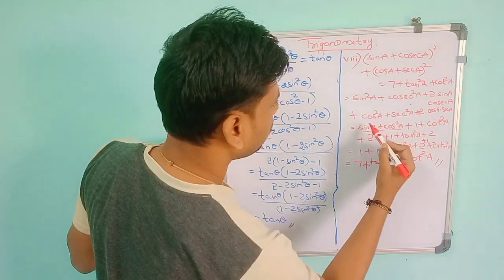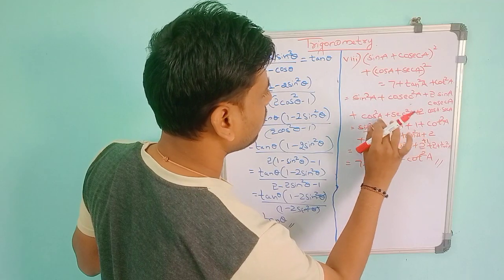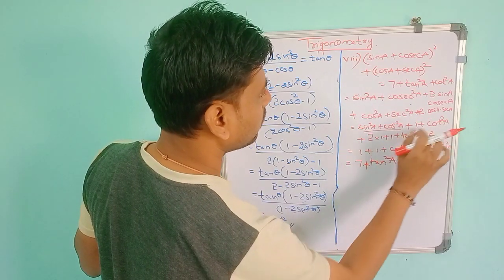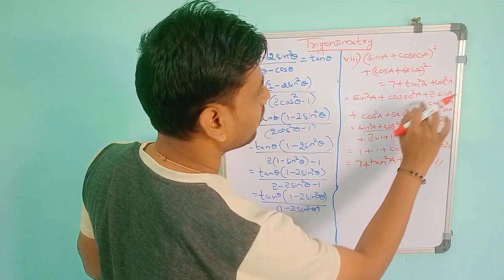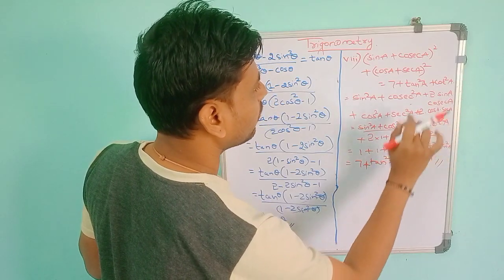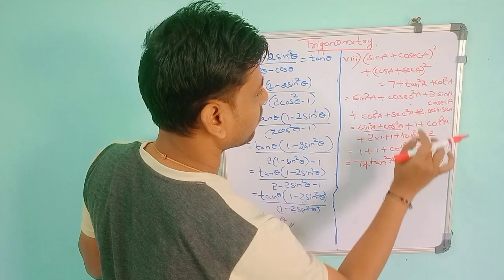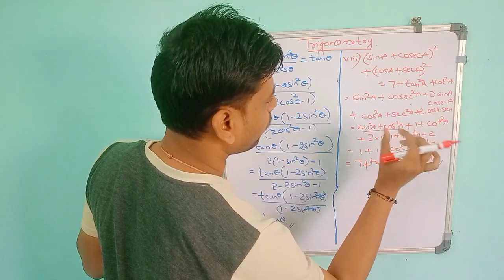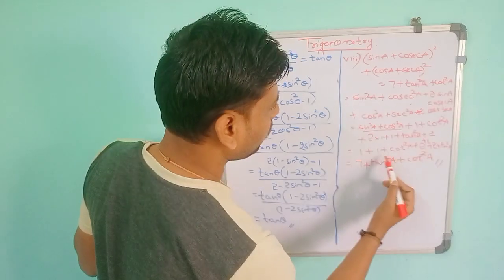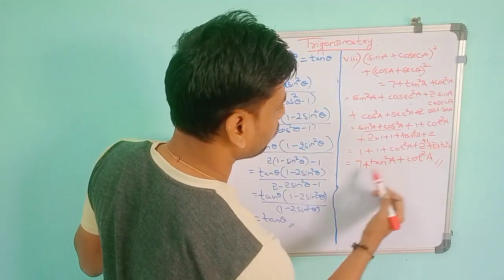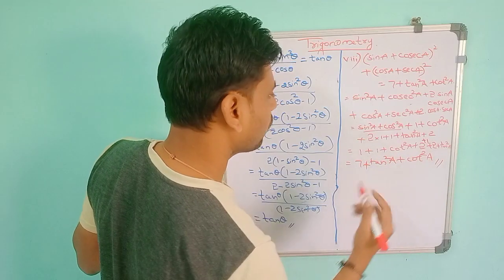So this will be sin square plus cos square A is 1. So 1, then 1 plus cot square A. Then 2 into sin cosec is 1. Then sec square A, which we can write in terms of tan square A. So that is 1 plus tan square A plus 2 into cos A sec A is 2. So 1 plus 1 is 2, 4, 5, 7. So 7 plus tan square A plus cot square A.